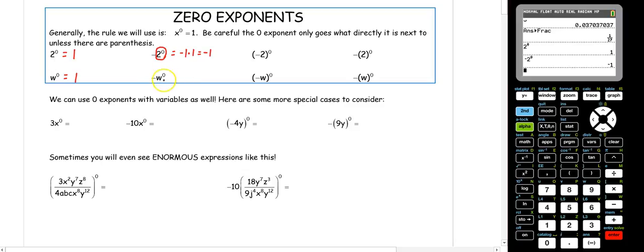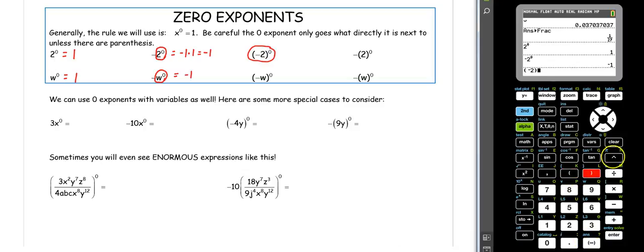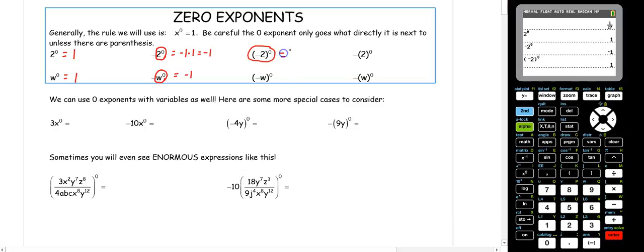So negative w to the 0 then is also negative 1. Now, when we have parentheses, it's telling the calculator we want everything to the 0 power, including anything that's inside it, which in this case is also the negative. So when we have parentheses -2 to the power of 0, this is equal to 1. Same thing happens with parentheses -w. This is also equal to 1.